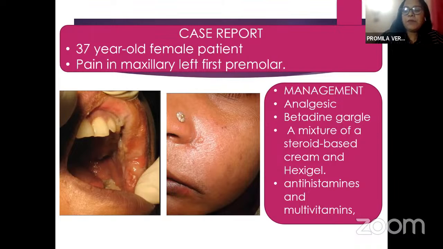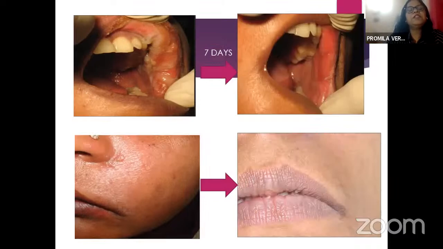The patient was very apprehensive, but reassurance was given, and she was advised Betadine gargles, a mixture of steroid-based cream and Hexigel for local application, along with analgesics and antihistaminics with multivitamins. You can see that after 7 days of treatment, there was a complete resolution of the symptoms. The oral mucosa came back to its normal form, and the swelling also subsided.